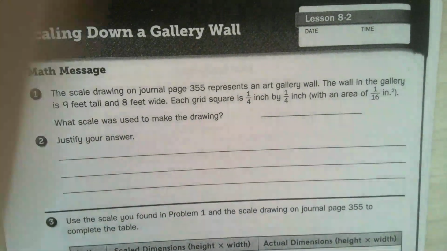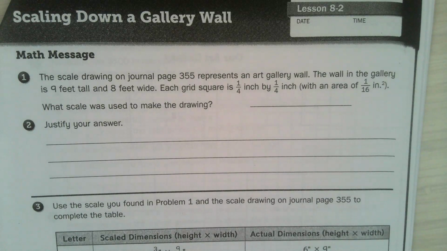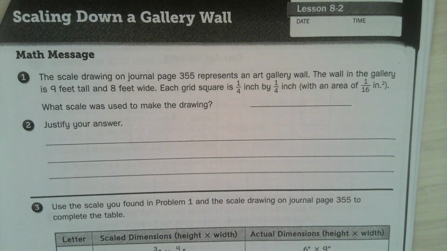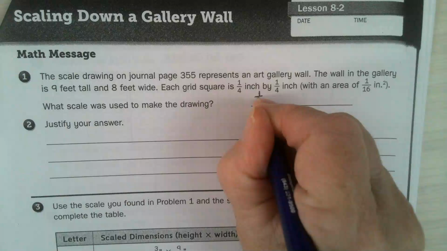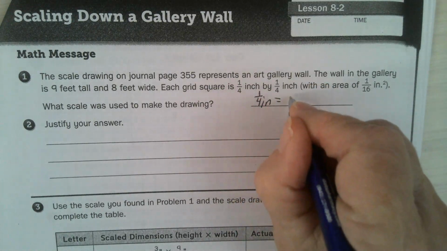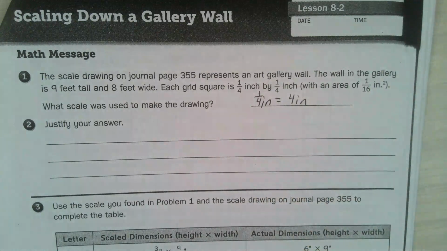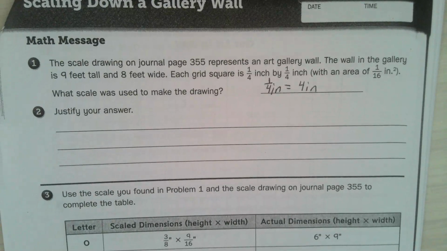Okay, so now let's go back to the question. The wall in the gallery is 9 feet tall and 8 feet wide. Each square is 1/4 inch by 1/4 inch with an area of 1/16 inch squared. What scale was used to make the drawing? On that one, the scale they used is 1/4 of an inch equals 4 inches. Write that down. Now it says justify your answer.